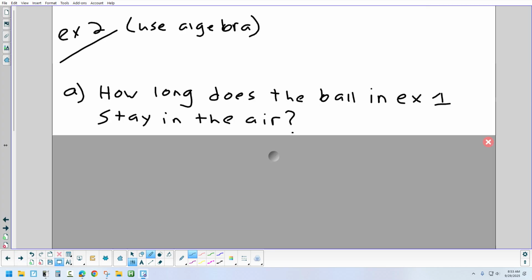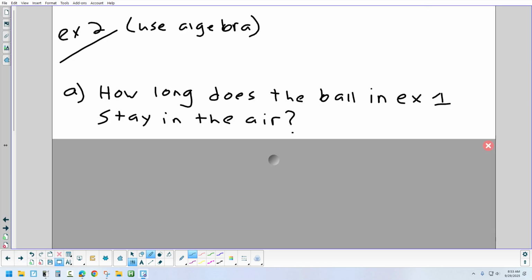All right. So now, next one. How long does the ball stay in the air? All right. What do we know about the ball if it's in the air?